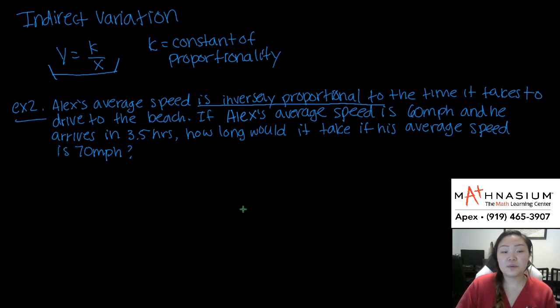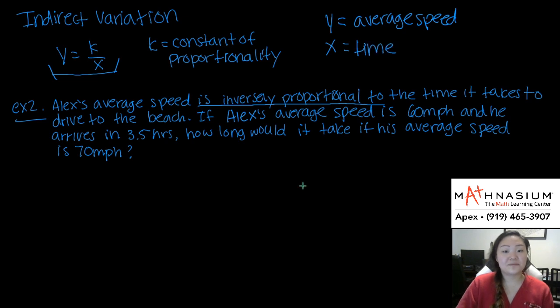Now the next thing is we want to identify our x and y variables here. So let's go ahead and identify those. Our y is going to be our average speed. And our x is going to be the time it takes to arrive at the beach. And just like our last example, our first step is going to be solving for that constant of proportionality k. And to do that, we're going to plug in the x and y values that they give us and solve the equation for k.